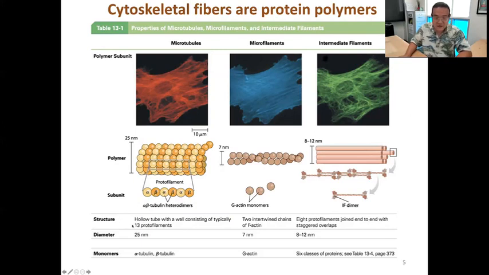So you end up making this hollow tube, which is typically 13 of these protofilaments together to form a tube. And the diameter of that tube is about 25 nanometers, right? So it is the largest, or widest, of the three cytoskeletal fibers.